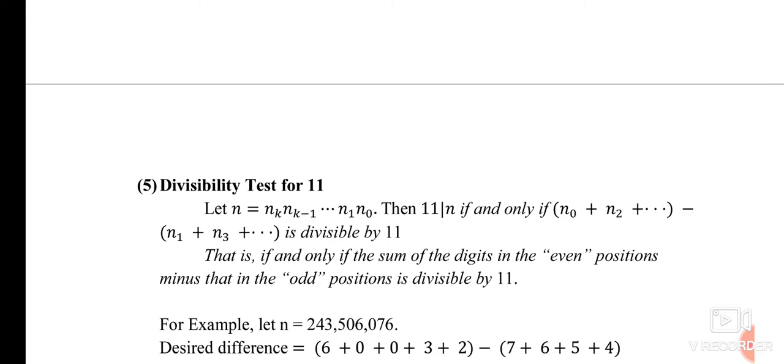Next, divisibility test for 11. Consider an integer n = n_{k-1} up to n_1 n_0. Then 11 divides n if and only if n_0 plus n_2 plus up to, minus n_1 plus n_3 up to, is divisible by 11. That is, 11 divides n if and only if 11 divides the sum of digits in the even positions minus the sum of digits at odd positions.